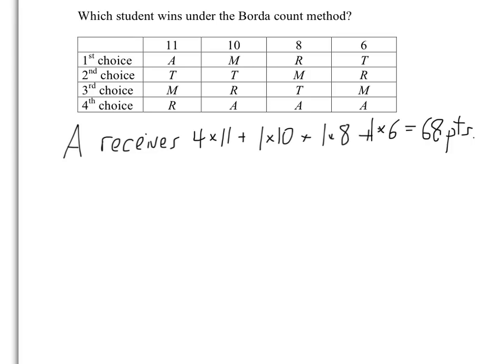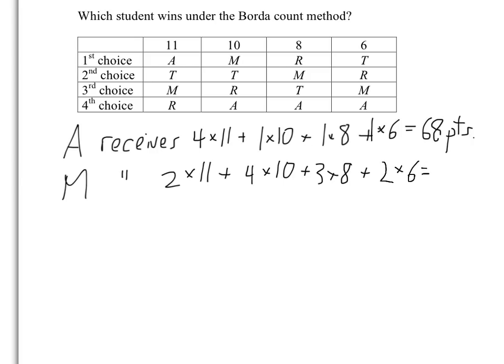Now Mark receives 2 points on each of the first 11 ballots, plus 4 points on each of the next 10 ballots, plus 3 points on each of the next 8 ballots, plus 2 points on each of the last 6 ballots, for a total of 98 points. So he is way ahead of Ashley.